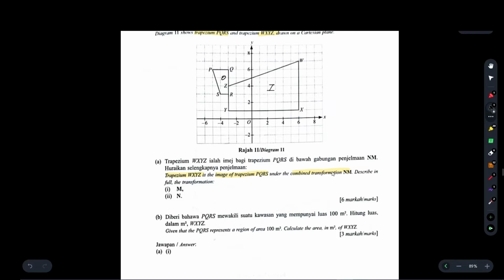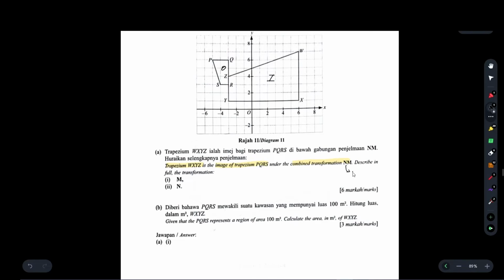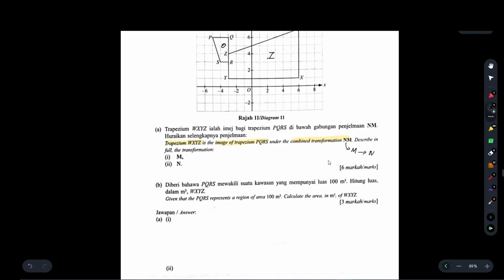It goes through two transformations, N and M. When you look at the combined transformation, it goes through transformation M first and then N. It's not NM, it's MN. So it goes from the right to the left. Right now we're going to describe in full, in detail, the transformations M and N.